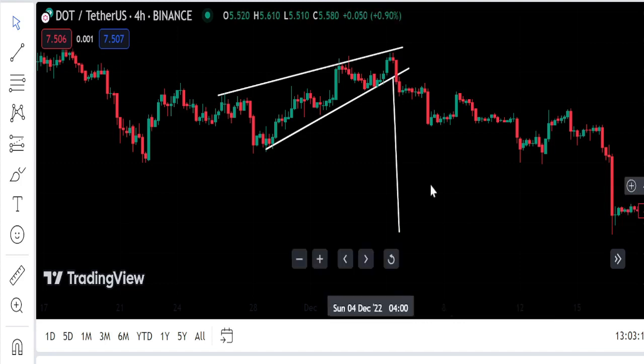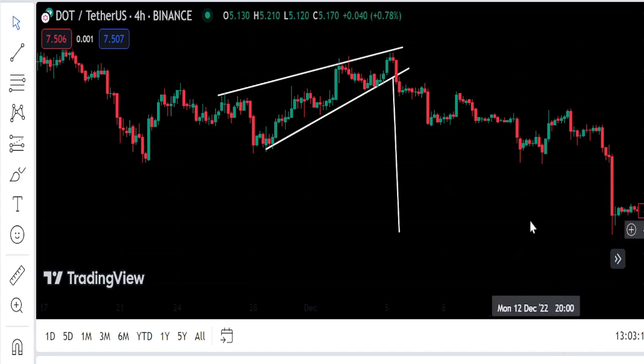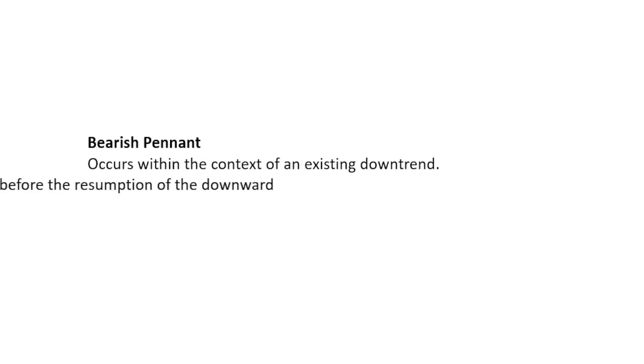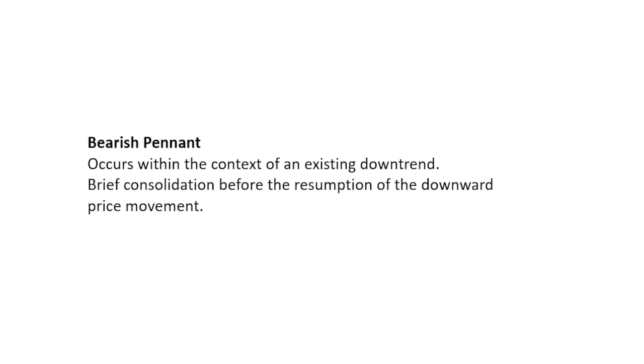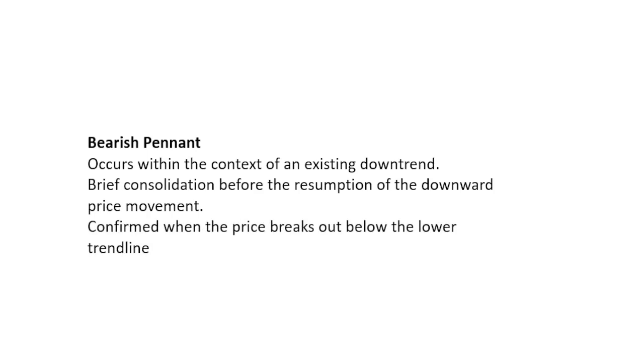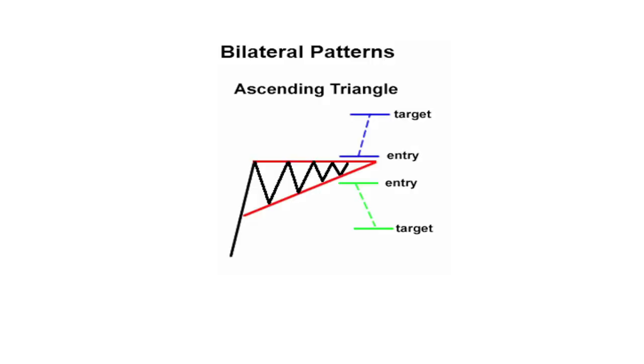So let's move on to our next pattern, but before then we should do a recap of the bearish pennant. We've said a bearish pennant occurs within the context of an existing downtrend, a brief consolidation before the resumption of the downward price movement, confirmed when the price breaks out below the lower trend line. So this takes us to our next pattern. So here is our next pattern.